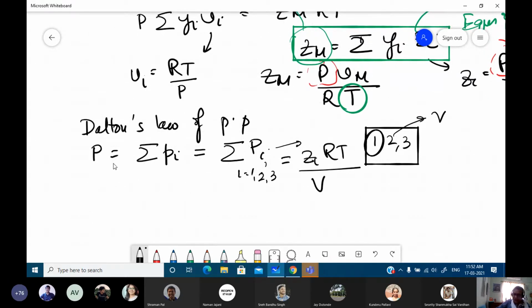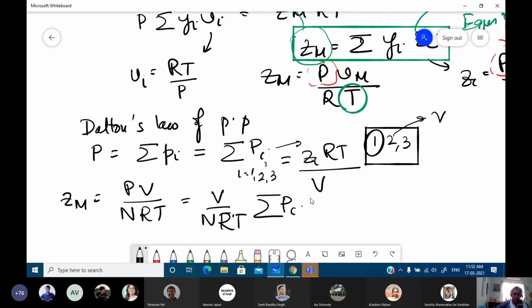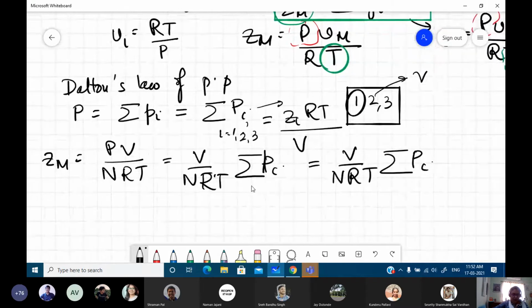So in this particular case, what do we have? Zm is equal to PV by nRT. Mind it, this is the capital V that I have written. Can we write it down as, yes or no? I can write it down as this. Actually, I should write it down as partial pressure, and for Dalton's law, I should write it down as pure component pressure. Is this part clear to all of you?